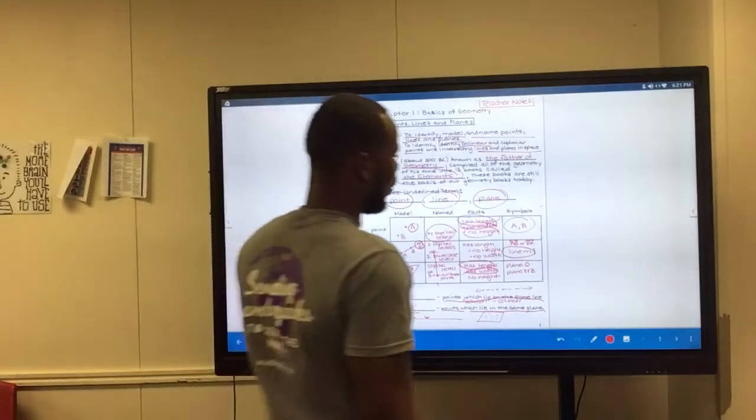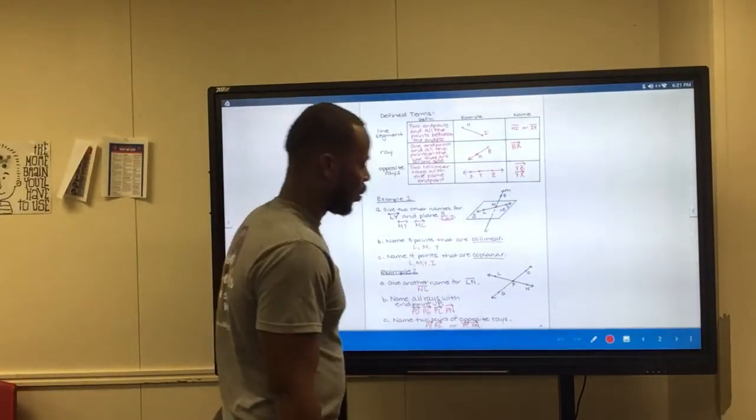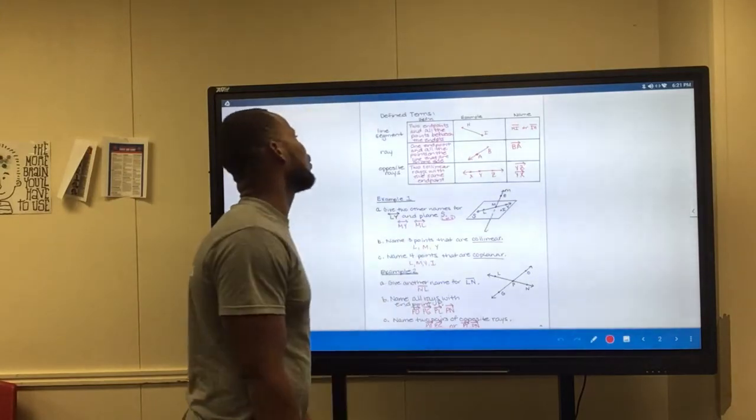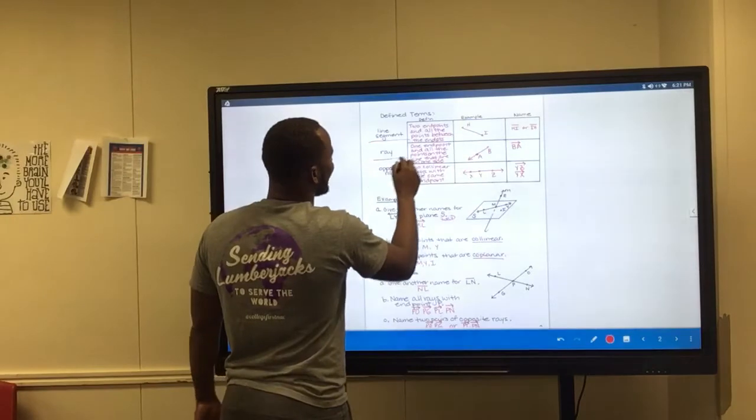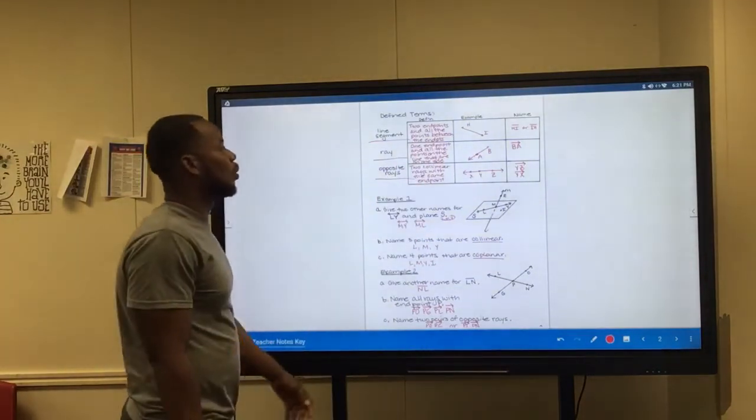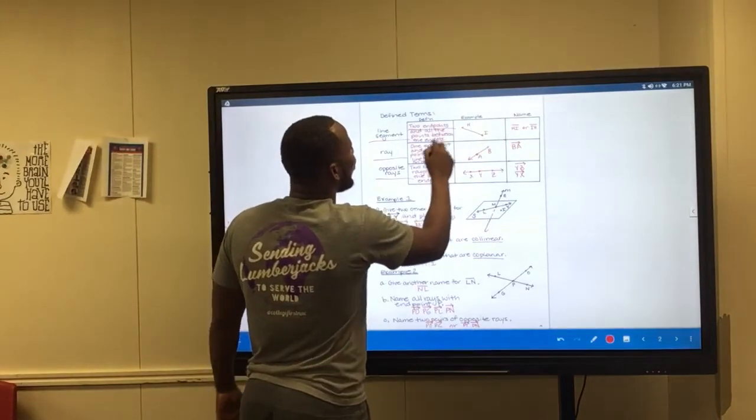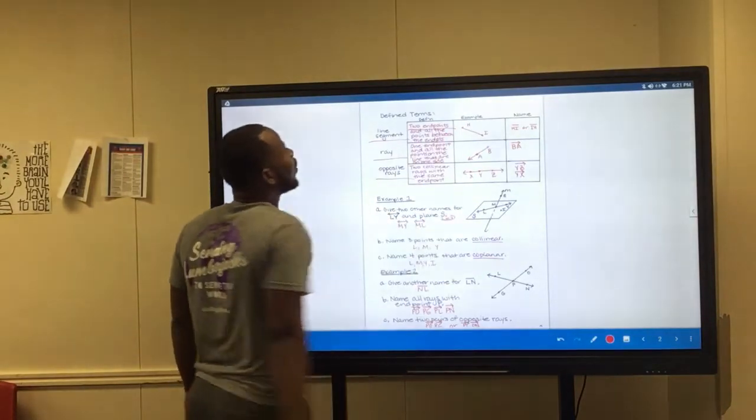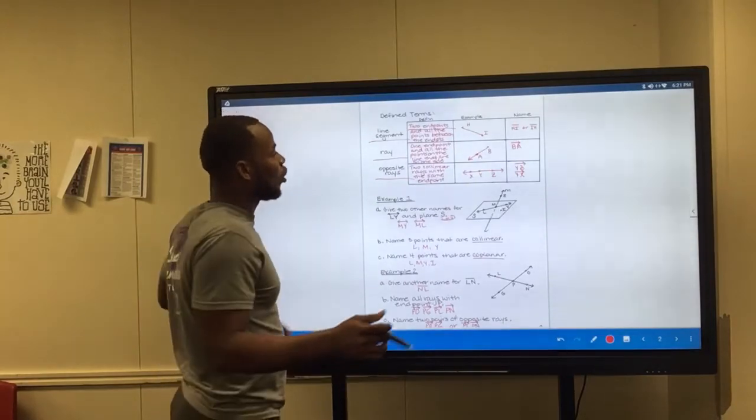We're good. So, next thing. The next thing we want to look at, we want to define some terms. We want to define what a line segment is, what a ray is, and opposite rays. A line segment is just two endpoints and all the points between the endpoints.